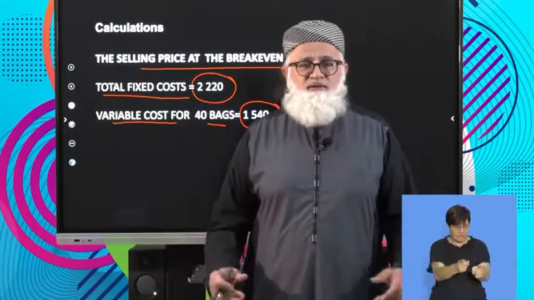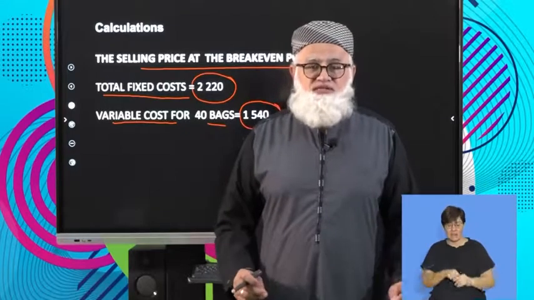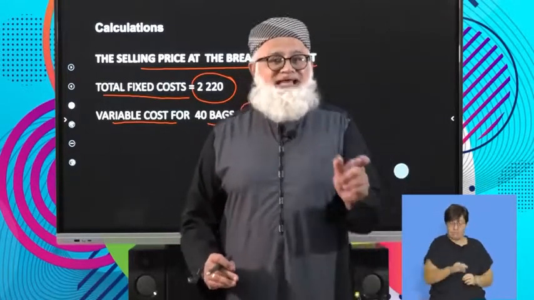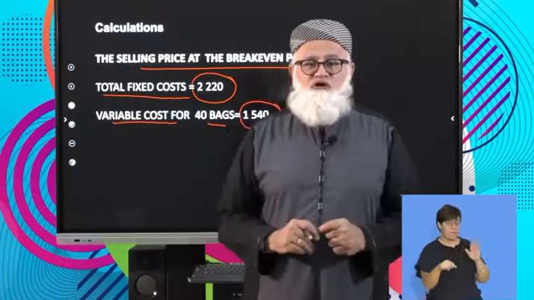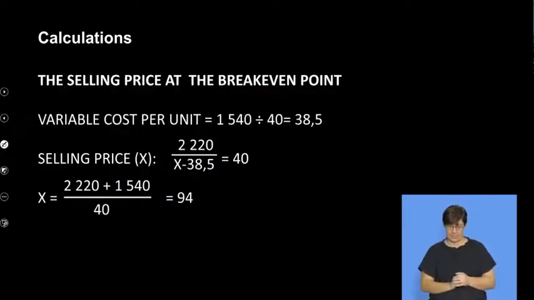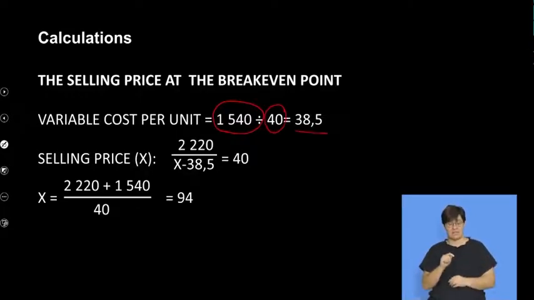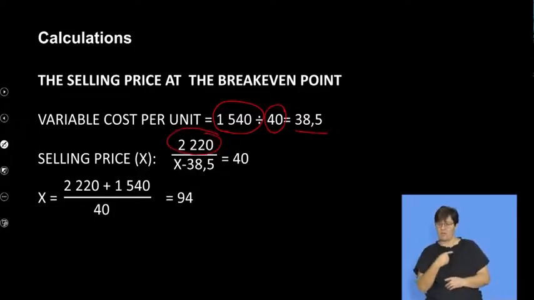So what is it once again? It is your total fixed cost in rands divided by your contribution per unit. And what is your contribution per unit? Selling price per unit minus your variable cost per unit. Okay, this means therefore, there we go. Our variable cost per unit would be the 1,540 divided by the number of units, which is your 38 rand and 50 cents. So there's my total fixed cost, 2,220, over selling price per unit minus your variable cost per unit.